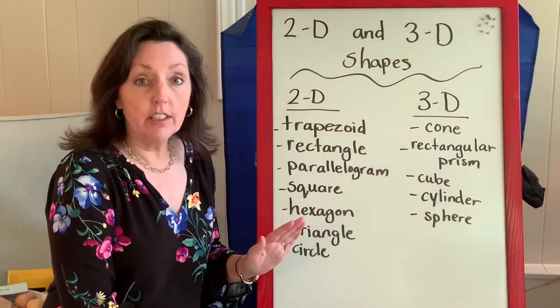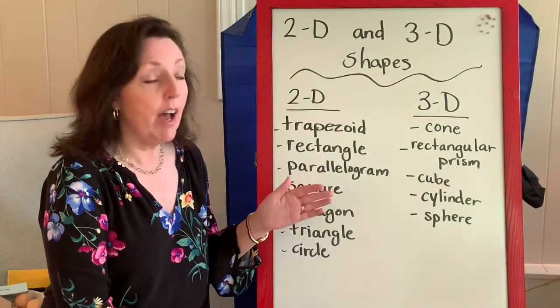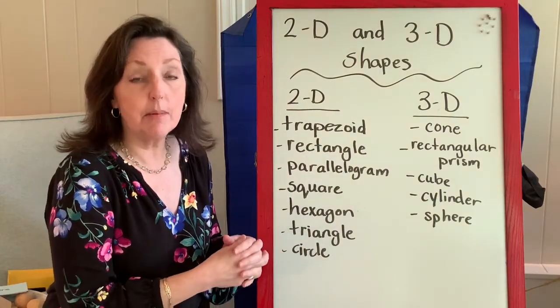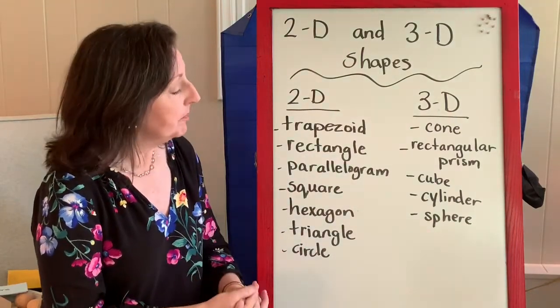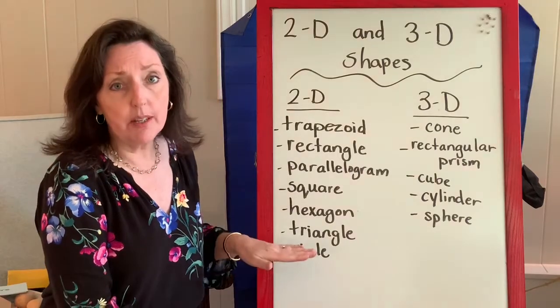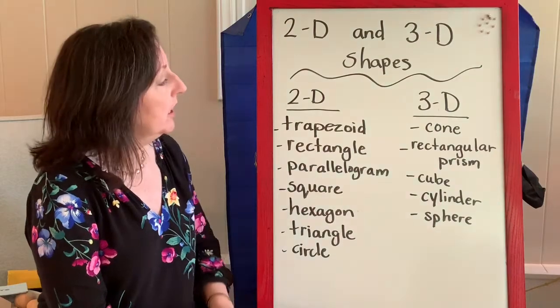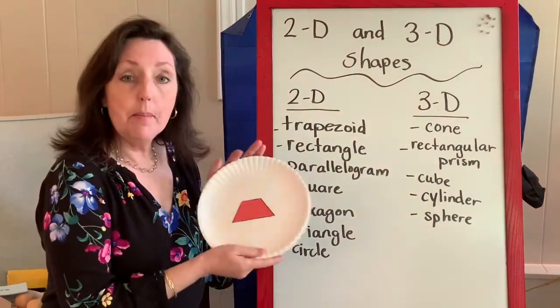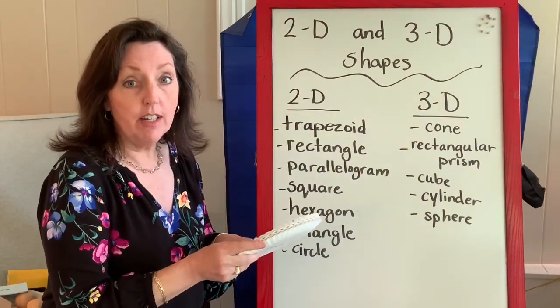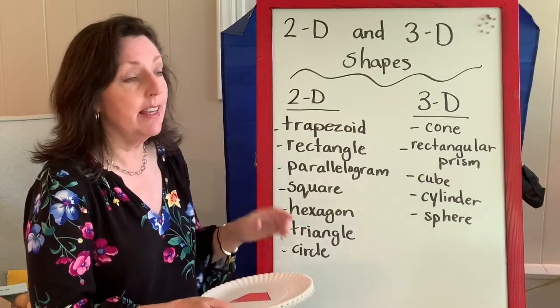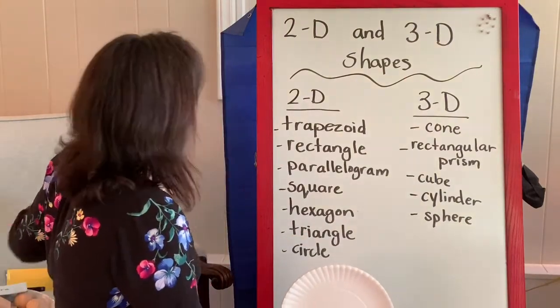So I've got a chart here with all the names, and I thought I would hold up some of them. We could practice some of them together in a little bit. But let's look at the 2D shapes. The 2D shapes are flat shapes. They're two-dimensional. And I've got my paper plates with my shapes on it, and then I've got some of the shapes themselves that I can hold up. So let me grab those.